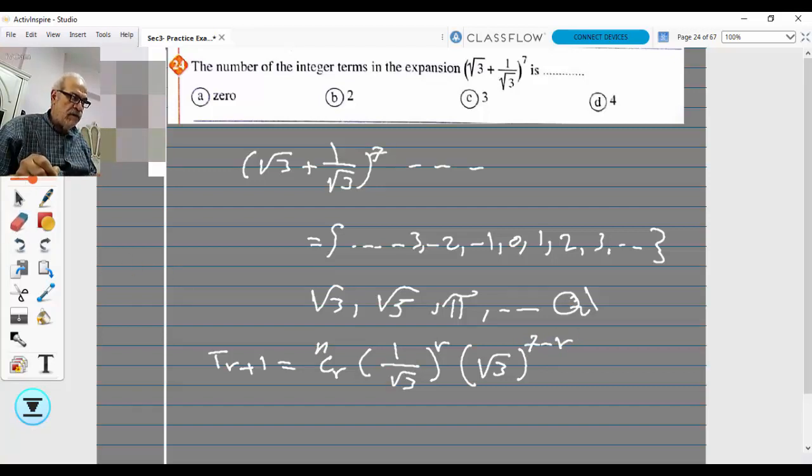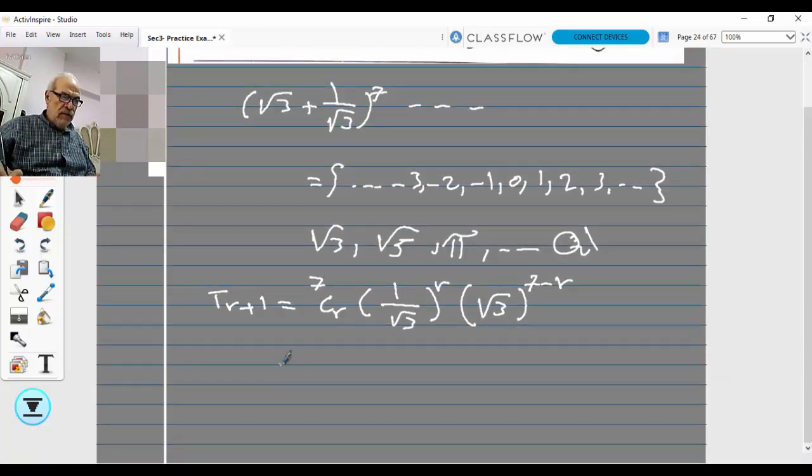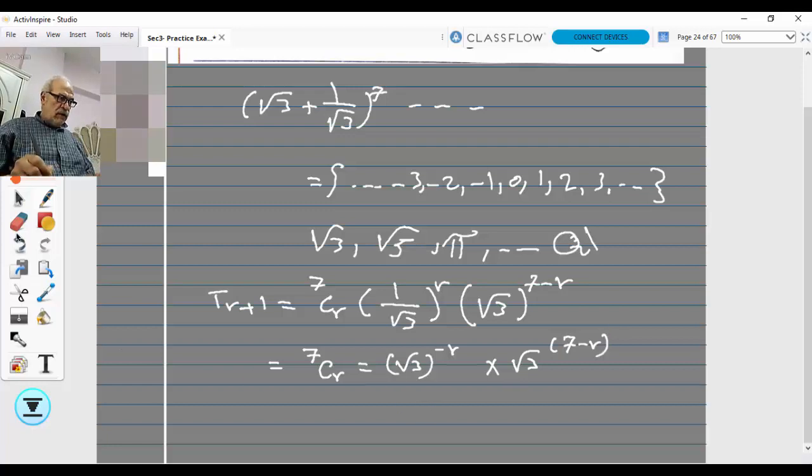And I'll correct it here, 7. Now it is equal to 7CR. We simplify it: root 3 power minus R multiply root 3 power 7 minus R. Here is multiply. So the general term will be in the form 7CR root 3 power 7 minus 2R.